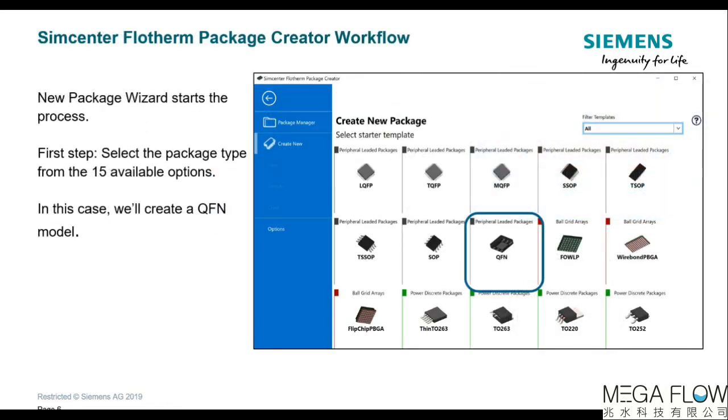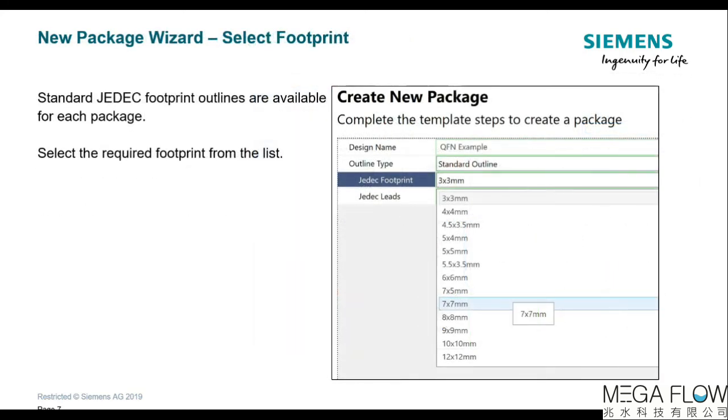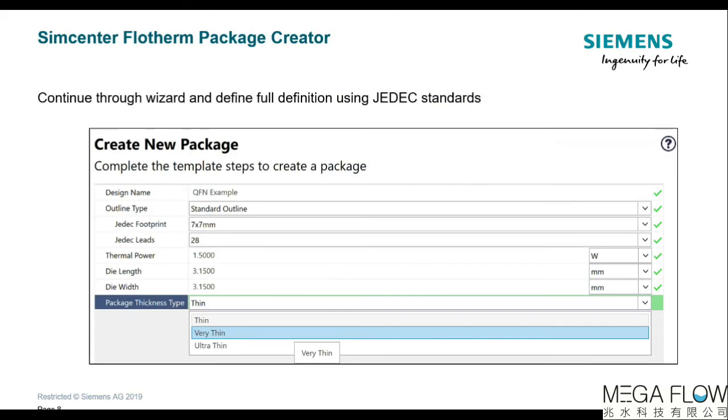The process to create the thermal model of a package is wizard-based. Currently, there are 15 package families to choose from. Selecting one of these options, as an example let's use the QFN, will launch the wizard. Typically, within a package family, there are a number of different footprint outlines. The wizard utilizes standard JEDEC footprint outlines, so, to start the creation of the individual package, the user simply selects the appropriate outline from the list.